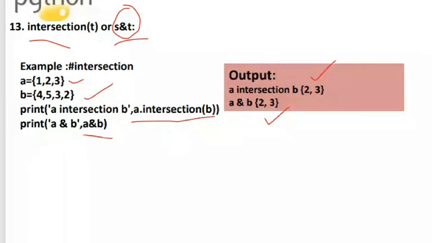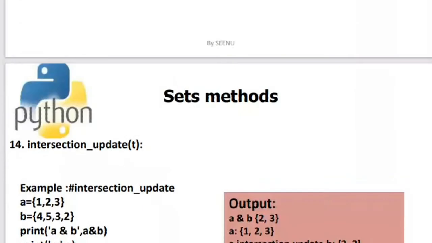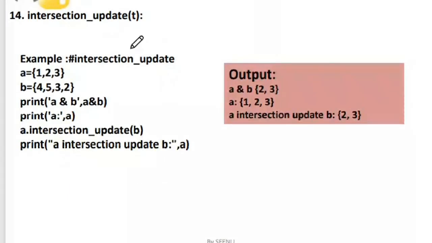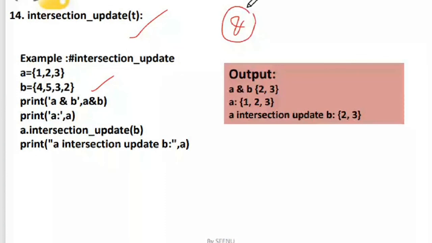Okay, moving on to the next method. The next method is intersection update. Now what does it mean by intersection update? I just have said A and B. We already have seen what is the outcome of A and B. When I am doing an AND over here, it means that I want the common elements between the two sets A and B. So I just got the two elements out of A and B, which are 2 and 3.